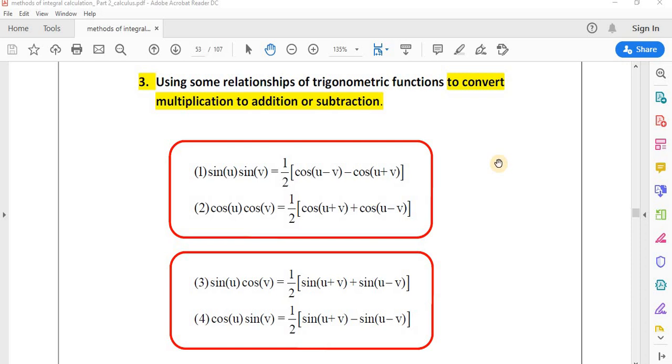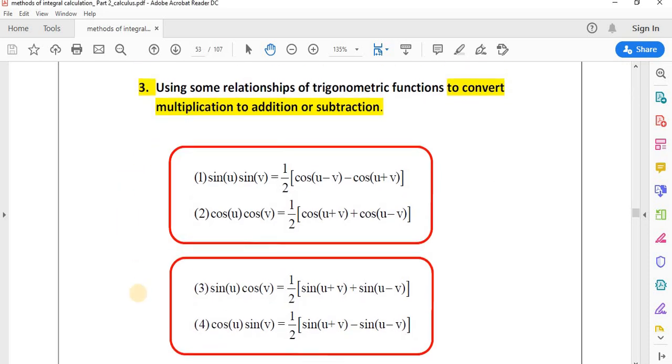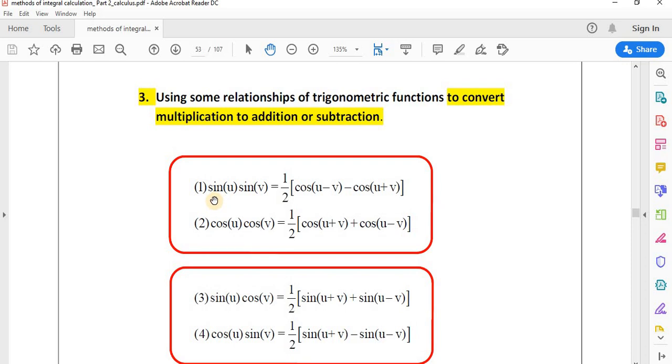For today's lecture, we will learn how to convert the trigonometric function from multiplication to addition or subtraction. As we can see here, we have this formula for sine and cosine when they multiply with each other, how to convert it to addition or subtraction. We have sine u multiply sine v. In the result, it will be equal to half cosine (u minus v) minus cosine (u plus v).